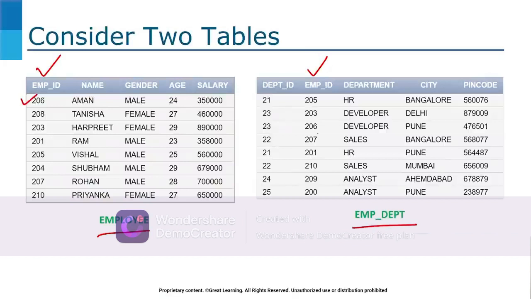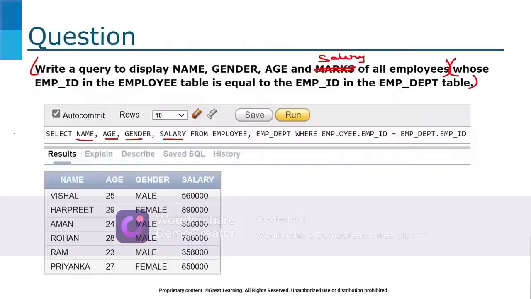206, is it there? Yes, it's there. 208, is it there? No, it's not there. 203, yes, it is there. 201, yes, it is there. 205, yes, it is there. 204, no, it is not there. 207 and 2010, both are also there, right? So now we know that there are 6 items which are matching from both the tables. So all these 6 rows will be shown here. You can see here, all this data is shown here.